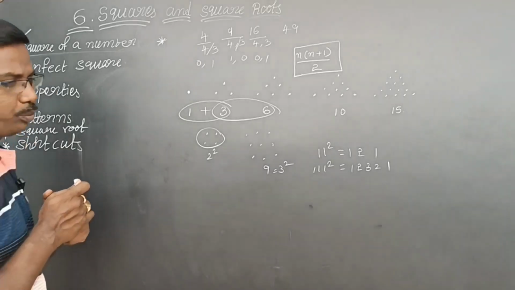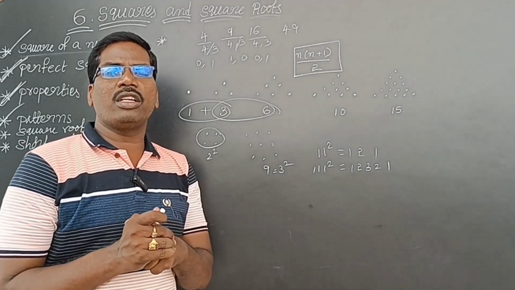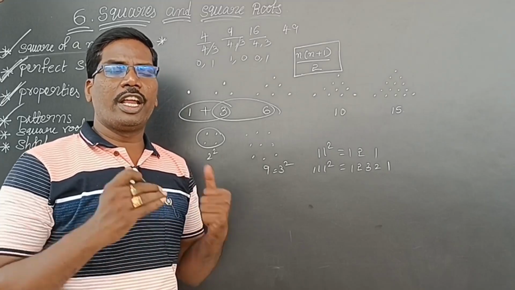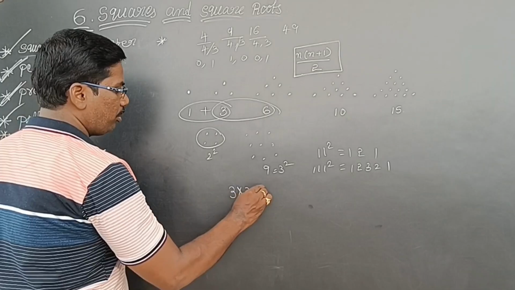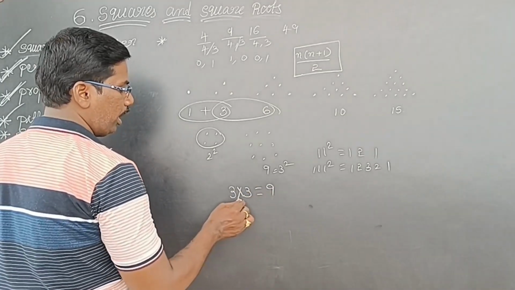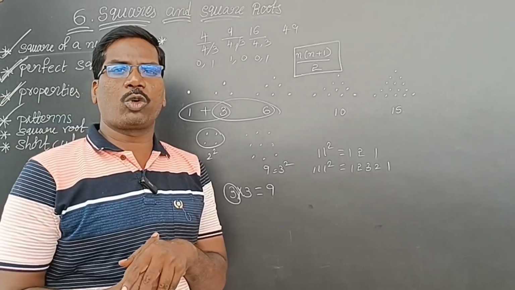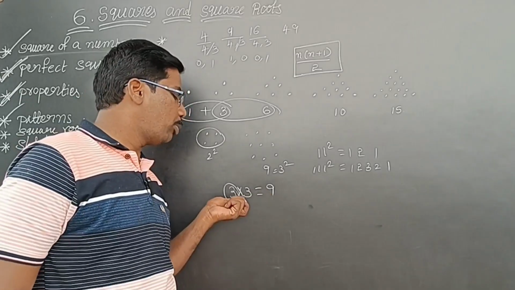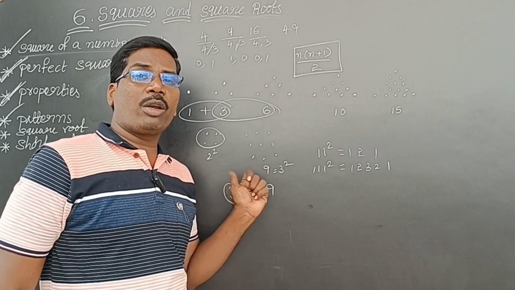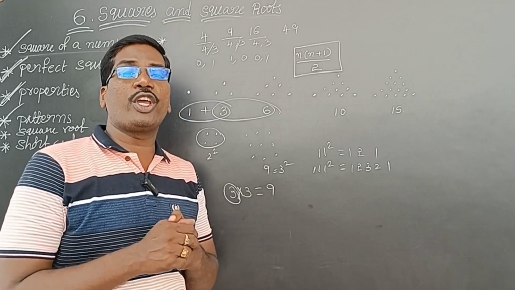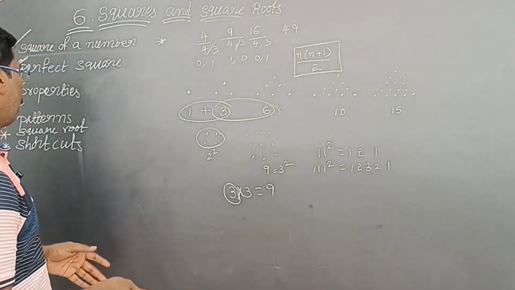Next, square root. The square root of a number is a number which, multiplied by itself, gives the product. The number we multiply by itself is called the square root of the product.